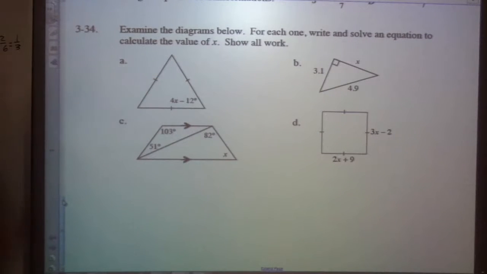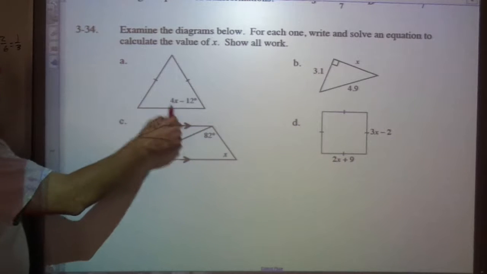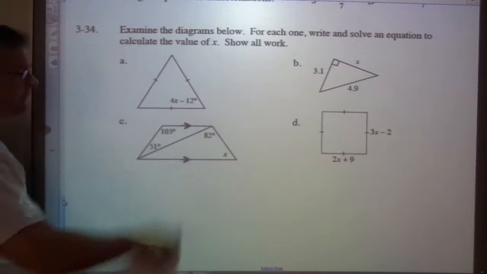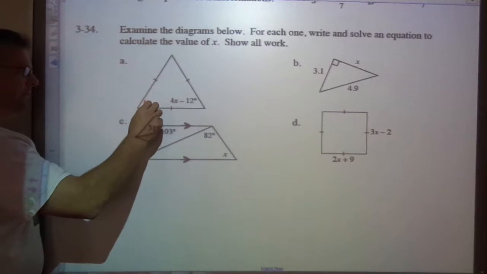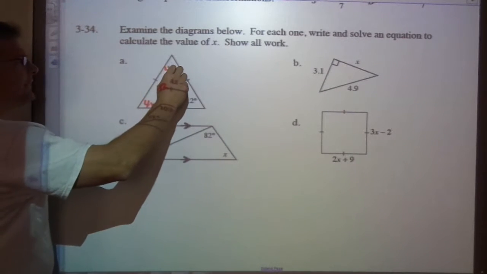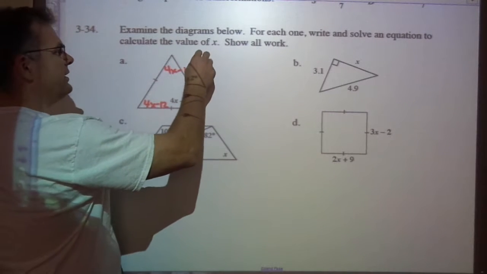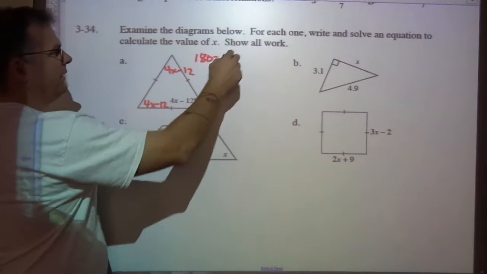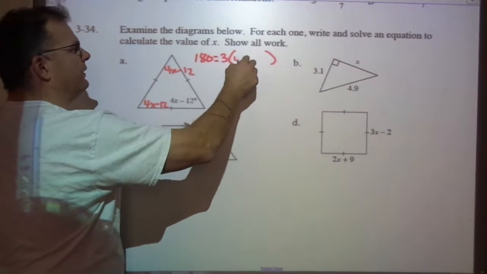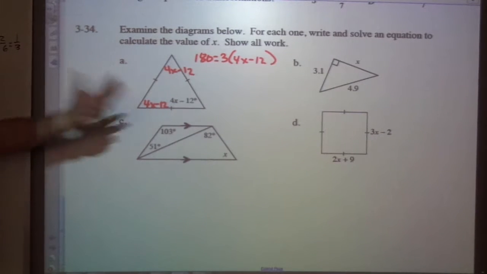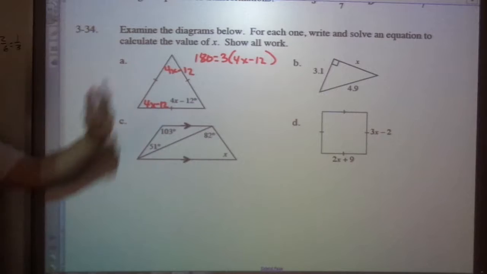The key in this one is that this is an equilateral triangle, right? So the angles in an equilateral triangle all have to be the same. So if this is 4x minus 12, then this one has to be 4x minus 12, and this has to be 4x minus 12. And we know that all the angles in a triangle have to add up to be 180, right? So we could set an equation that says this 180 has to equal 3 of these 4x minus 12s. Or you could do 4x minus 12 plus 4x minus 12 plus 4x minus 12. It's just a little simpler.